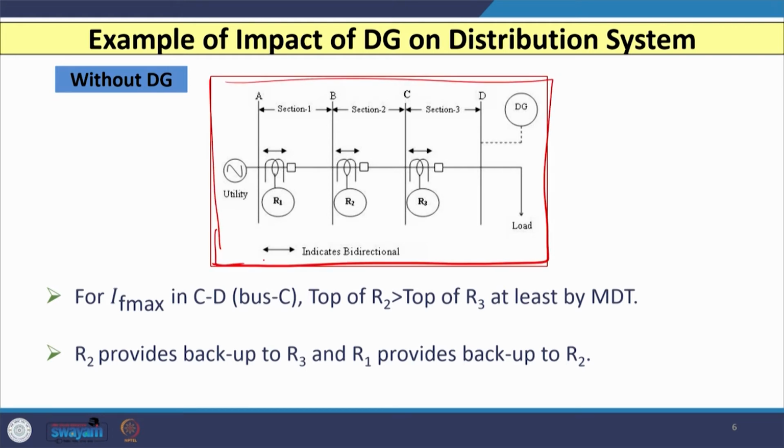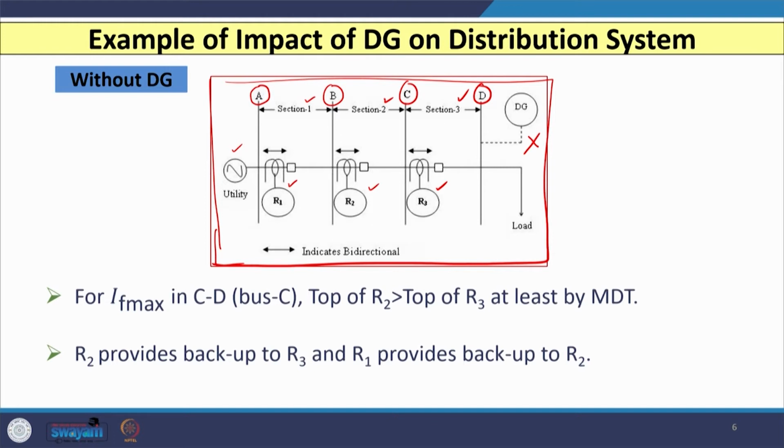in which three sections are shown, section 1, section 2 and section 3, and these three feeders are connected between the 4 buses, bus A, bus B, bus C and bus D. We have a source connected near bus A, and the loads are connected at each bus starting from D, C, B and so on. At present only 3 relays are connected, let us say R1, R2 and R3, all 3 relays bidirectional in nature. You can also consider directional relays, and at present no DG is connected to this radial distribution network.